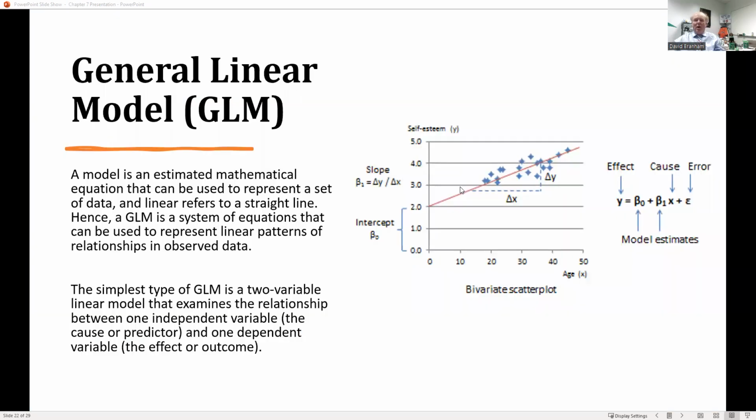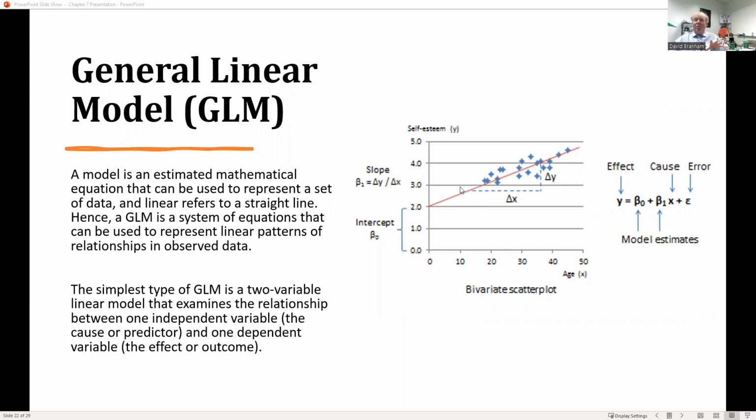Okay, the general linear model. The general linear model is a model of estimation of a mathematical equation that can be used to represent a set of data. And linear refers to a straight line. So if we have linear data, in a general linear model we assume that relationships are linear in nature. Now, we know that all relationships are not linear in nature, and we do have ways of manipulating the variables to capture that. But in the general linear model, where we start, we do assume the linearity.